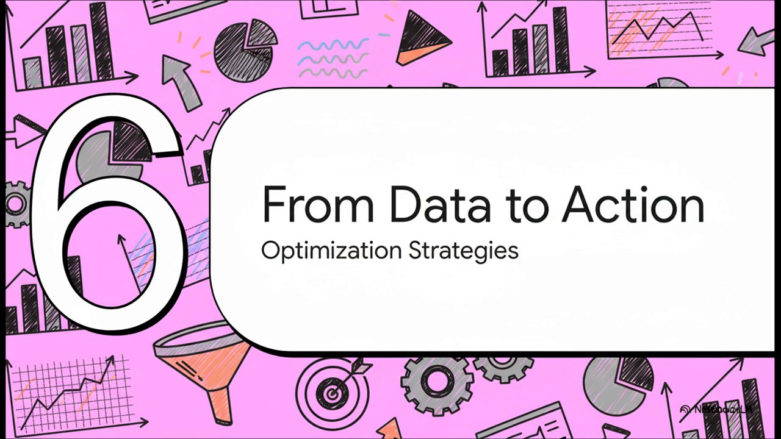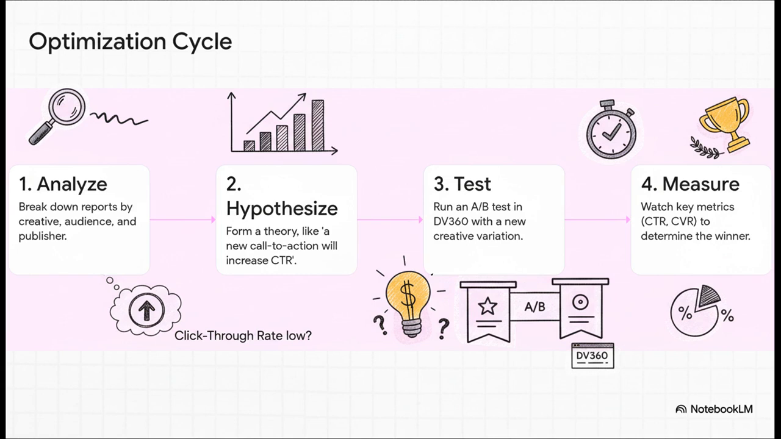Okay, so you have the numbers, you understand what the metrics mean. Now what? Well, this is where we turn analytics into action. This is the fun part. It's time to optimize. The key is to get into a continuous optimization cycle, just like this one. First, you analyze your data. What's not working? Maybe it's a really low click-through rate. Then you form a hypothesis, a guess. I bet a stronger call to action will fix this. Next, you test it. Run a little A/B experiment right inside DV360. And finally, you measure the results to see which version actually won. Then you rinse and repeat.